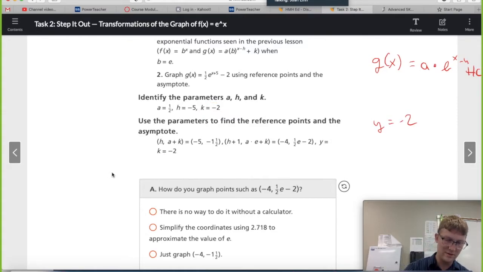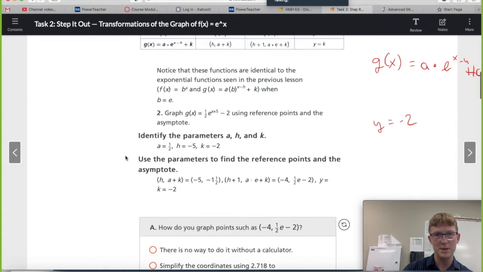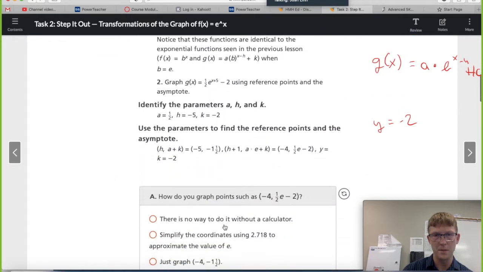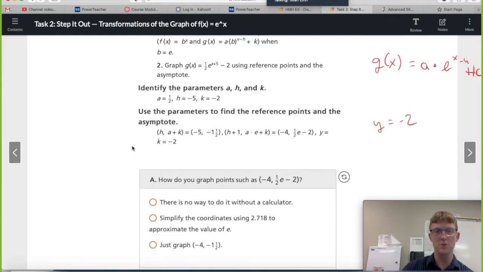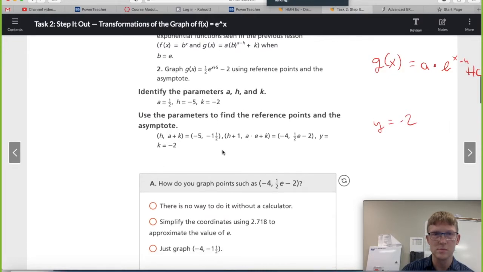So now, using this table that they gave us up at the top, we can find our two reference points. So our first one is going to be h for our x, and then our y is going to be a plus k. So we're just going to plug those things in. So h is going to be -5, a plus k is 1/2 plus -2, or negative 1 and 1/2, sorry.